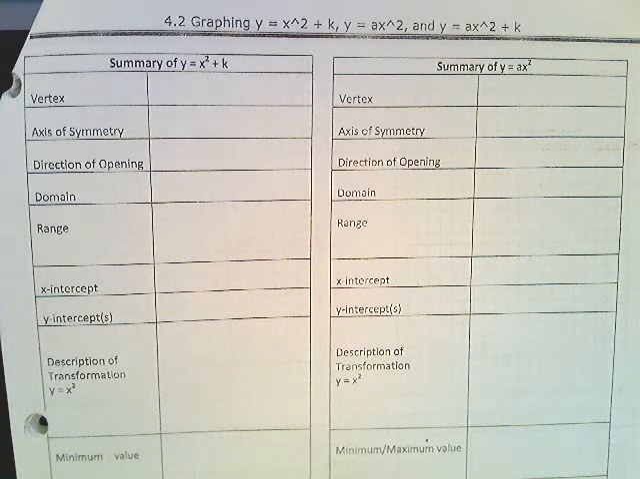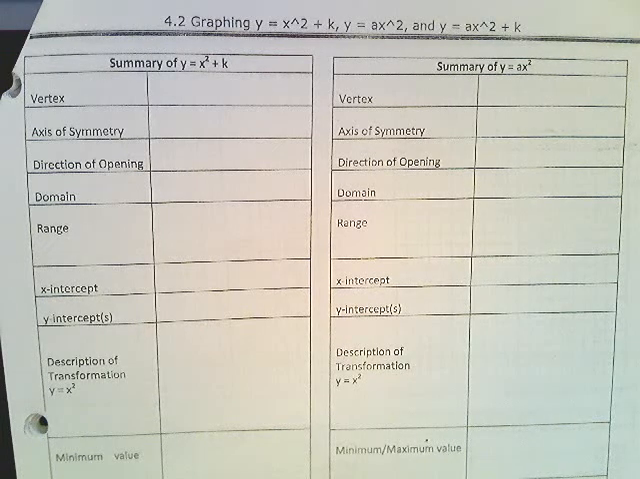So in 4.2, I believe we investigated all the characteristics of y equals x squared plus k, y equals ax squared, and y equals ax squared plus k. And what I am going to do now is the summarization of the whole thing.